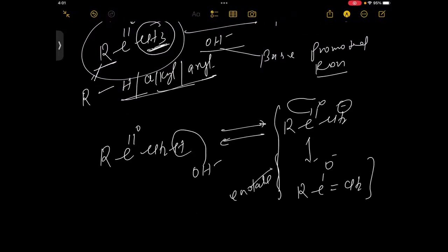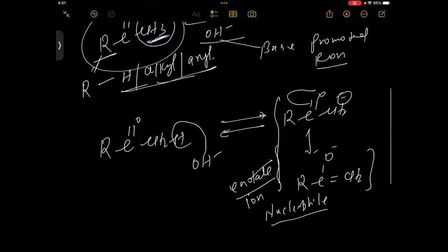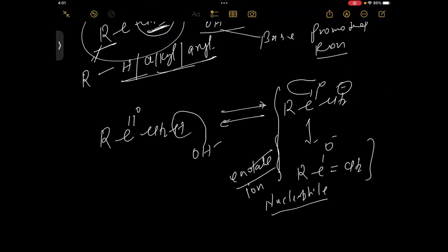Students, as you know, the enolate ion is an ambident nucleophile. So the enolate ion is a nucleophile. Now, this is the first enolate ion. This is the most acidic point, the most acidic hydrogens.